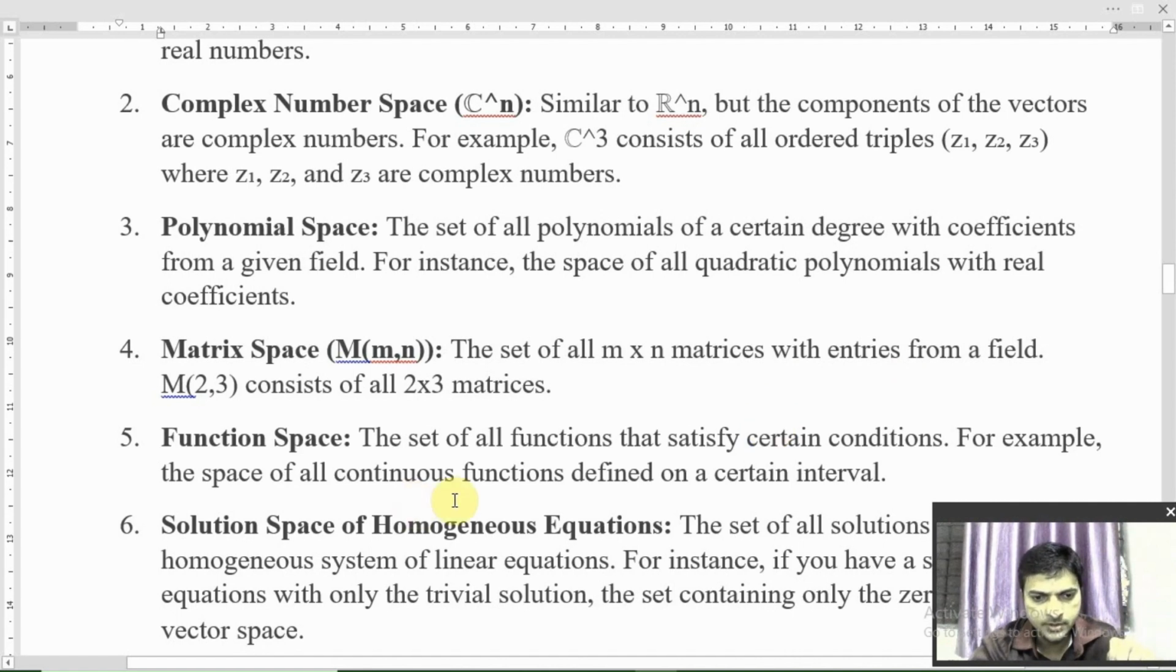Then function space: the set of all functions that satisfy certain conditions, for example all the continuous functions defined on certain intervals. Suppose you take the sine function or the cosine function. Yes, they are all vector spaces, because you can see how the sine function forms its waveform, and how the cosine function gives its waveform. With the tan function we also get a waveform, which has direction and magnitude. It is a function and it satisfies the vector space.